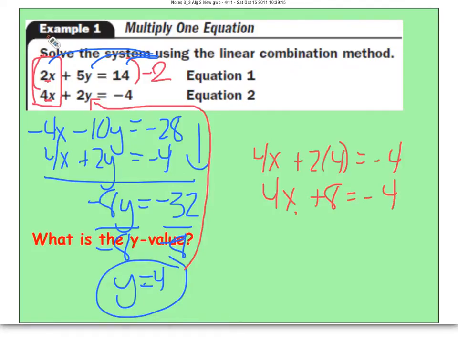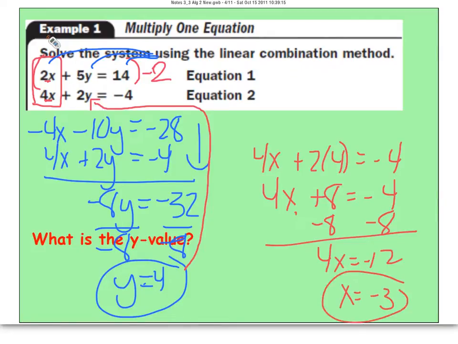Solve for x. I'm going to subtract 8. Divide by 4. X would be negative 3. So the ordered pair answer, they're going to cross if I were to graph them at negative 3, 4.